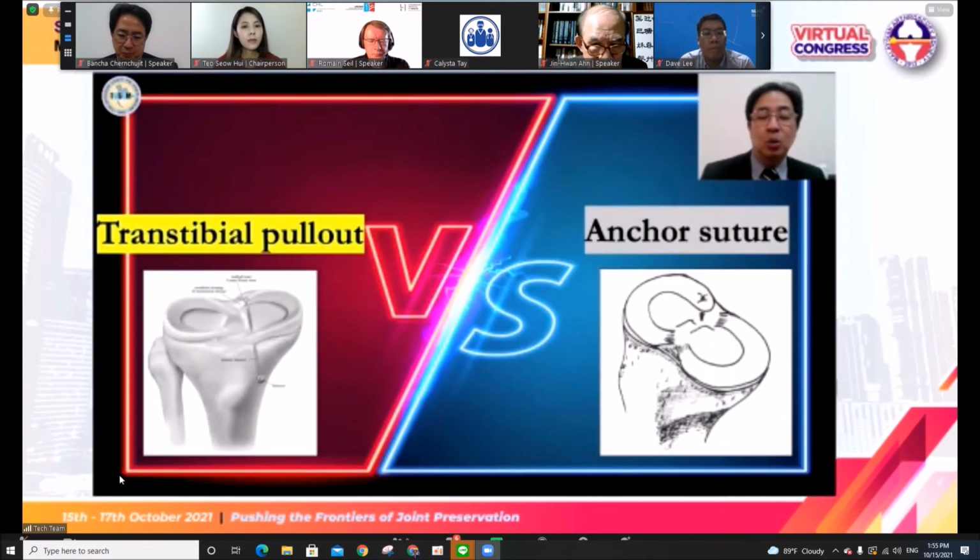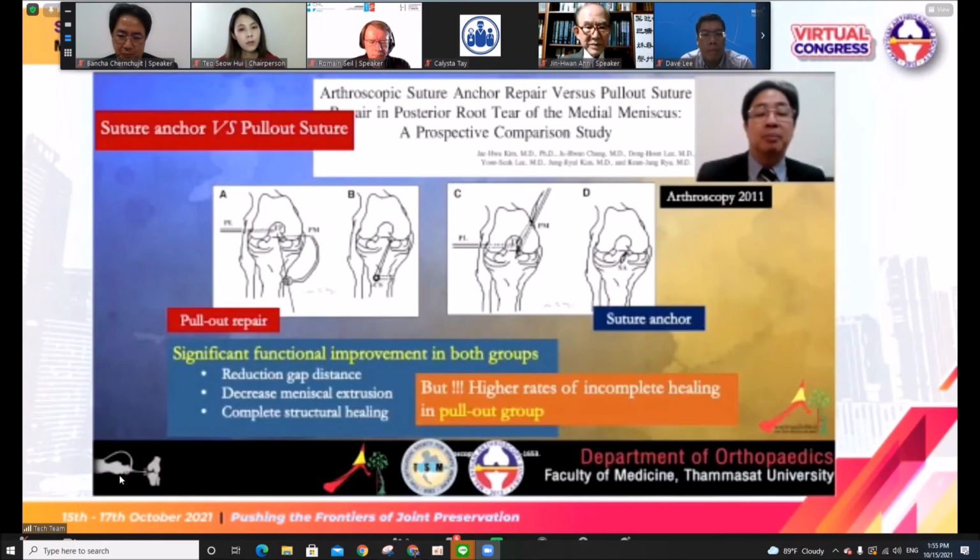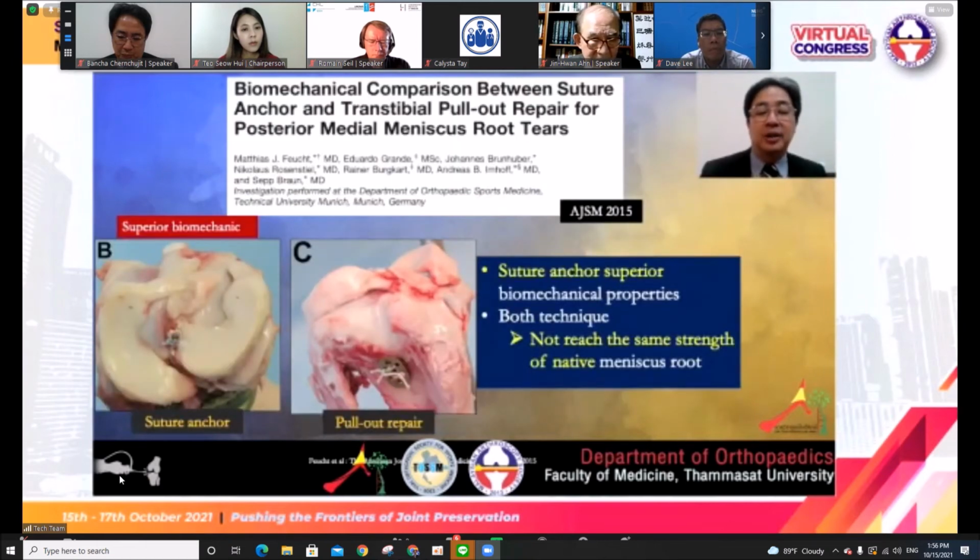Trans-tibial pull-out versus anchor suture. Which one is better? Dr. Kim compared 2 techniques, pull-out repair and suture anchor repair, and found a higher rate of incomplete healing in the pull-out group. Professor Imhoff and the team from Munich compared suture anchor and pull-out repair. They found that the suture anchor technique provides superior biomechanical properties.